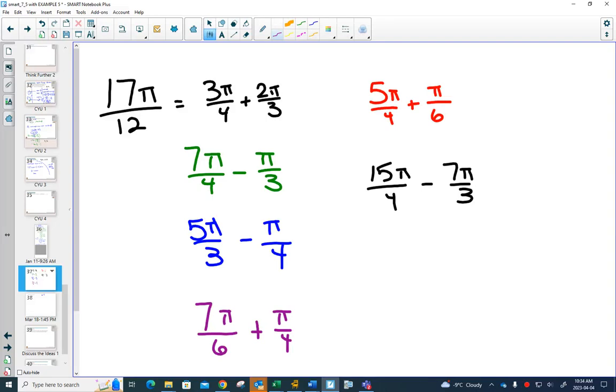We found six of them. We could spend days on this and keep finding more and more and more. But after finding six, there is a little bit of a pattern that is starting to appear. Besides the fact that these all equal 17 pi over 12, what do all six have in common? They all have in common that they equal 17 pi over 12. Yes, but they have something else in common, all six of them, that's going to be a key to figuring out any pi over 12 question.